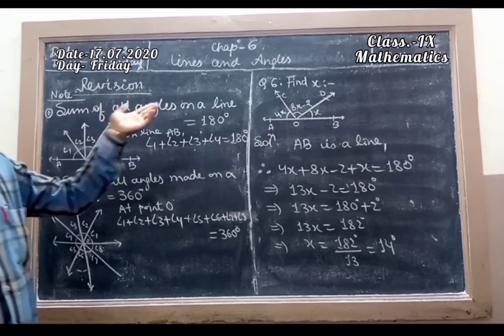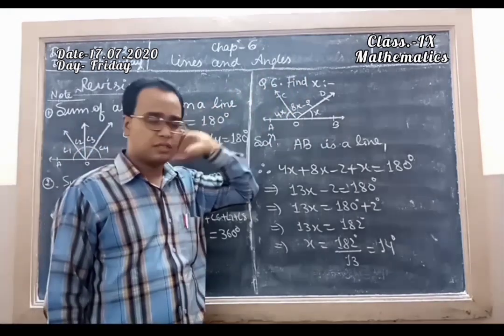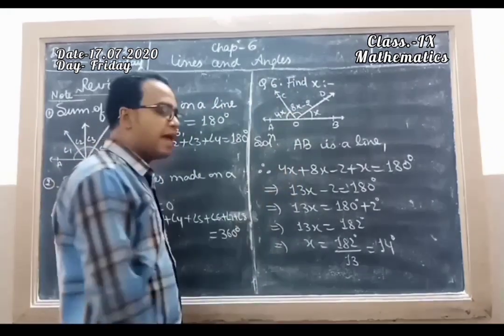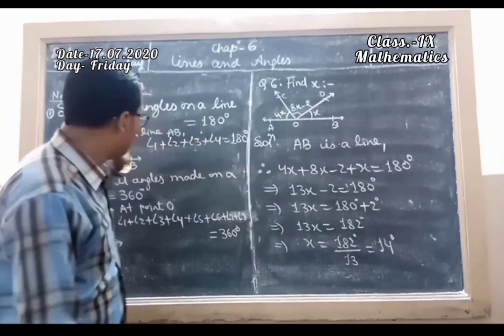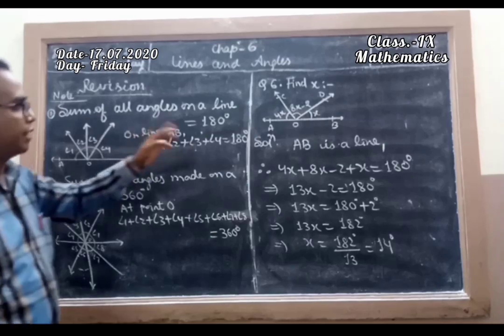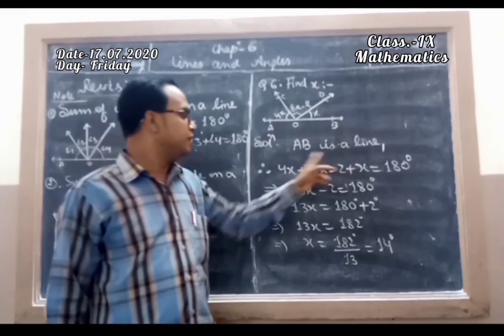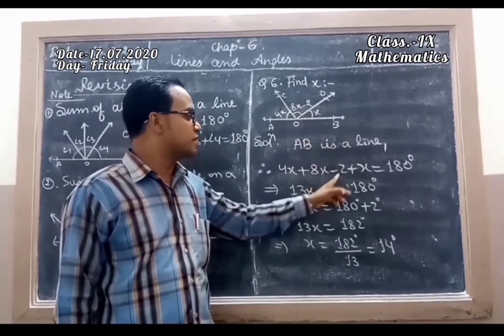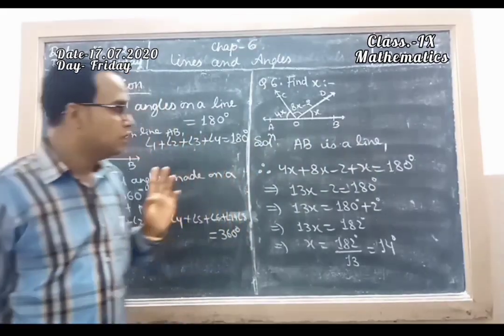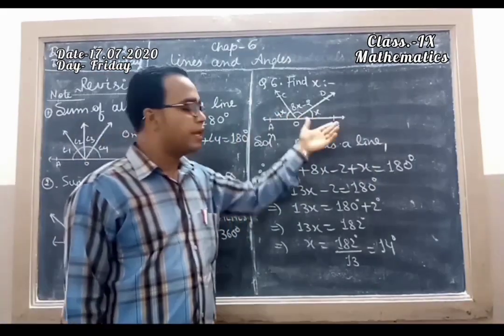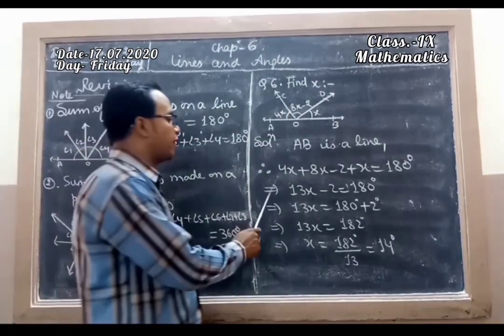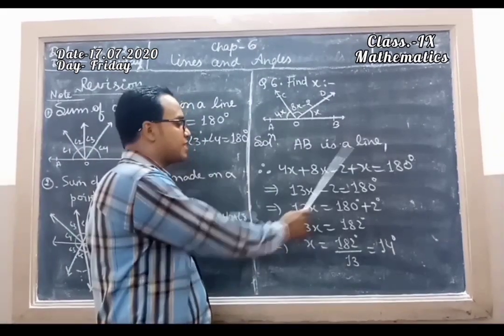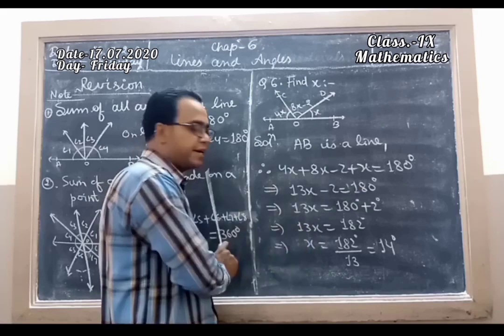Now problem question 6. Find x. So we observe that AB is a line and there are 3 angles. So we use note 1, sum of all angles. So AB is a line, therefore 4x plus 8x minus 2 plus x equals 180 degrees. Reason behind this: sum of all angles on a straight line is equal to 180 degrees. So 4x plus 8x is 12x, 12x plus x is 13x, minus 2 equals 180 degrees.